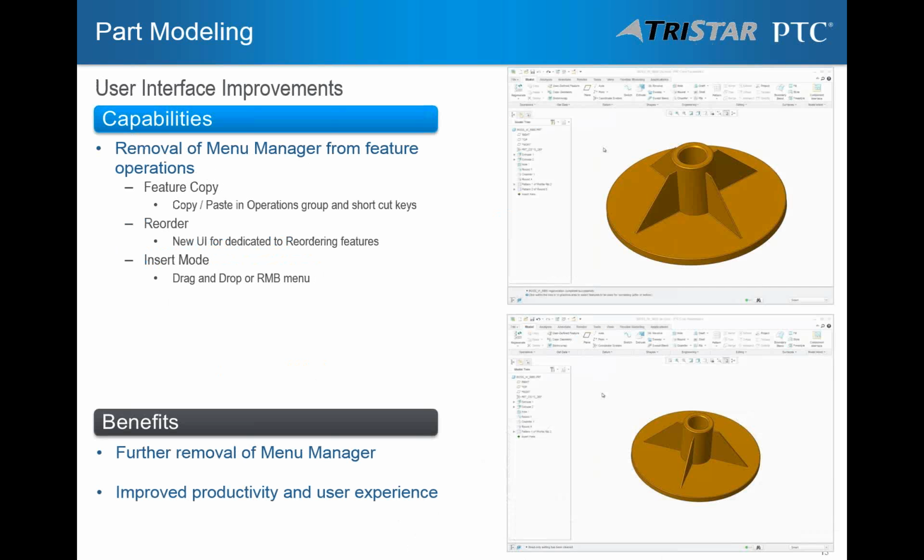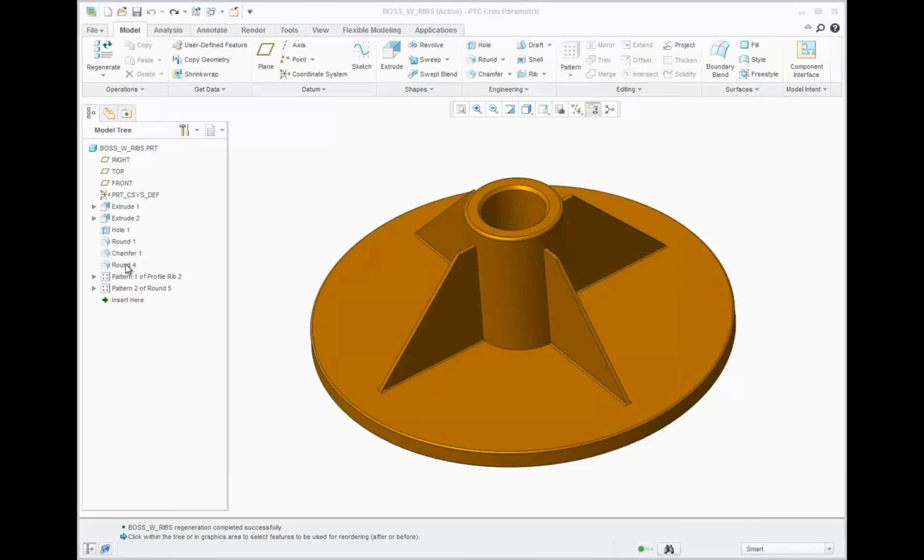So first of all, there's been a lot of removal of the menu manager, and this continues through the evolution of Creo. They're trying to get rid of as many of those pop-out menu manager options as possible. So in this version, we've addressed the feature copy, reorder, and insert mode. And to show you these, here's a quick demonstration.